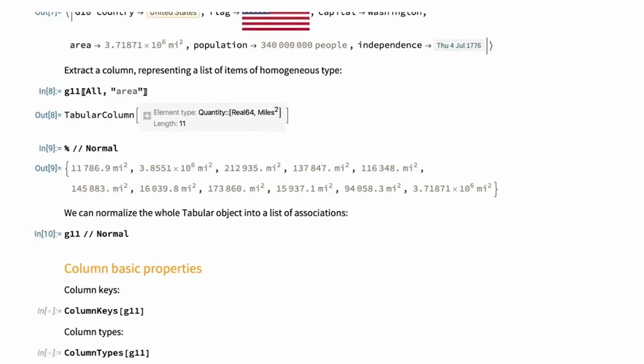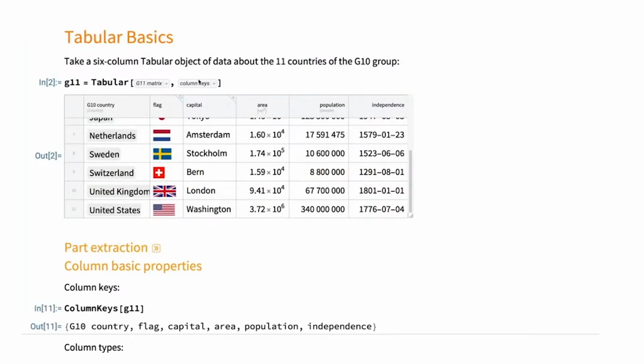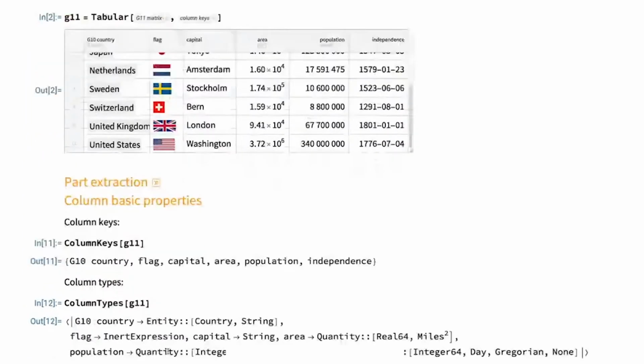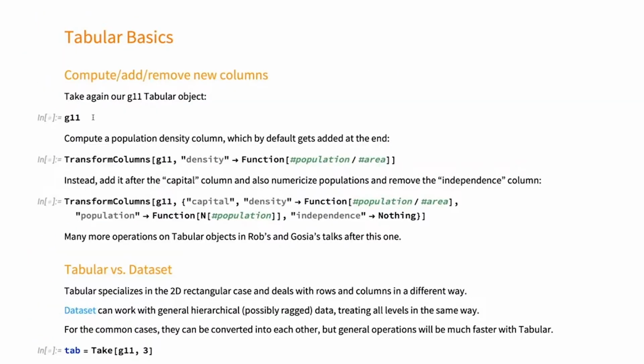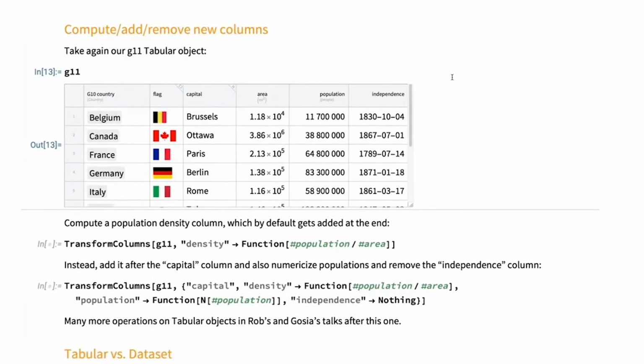Now, some of the basic properties of the Tabular object are its keys, the keys that we introduced here. That's a list of strings in this case, or the types. If we call ColumnTypes, we get an association of the type associated to each of the columns. So again, entities of country domain, expressions, strings, quantities, etc. Let's continue with basics. So let's take again our G11 Tabular object.